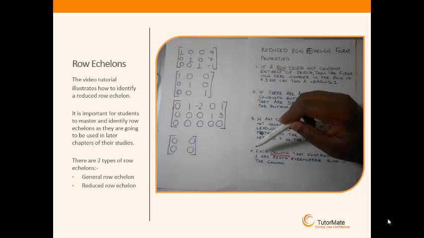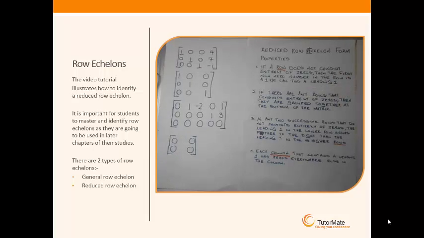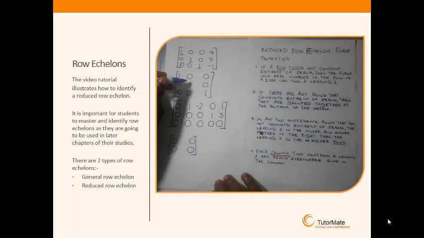Then this is the tricky one. This is usually the most tricky one. Number 4: each column that contains a leading one has zeros everywhere else in the column. So we have a leading one. Our leading one is here, so this and this should be zeros. This and this should be zeros.